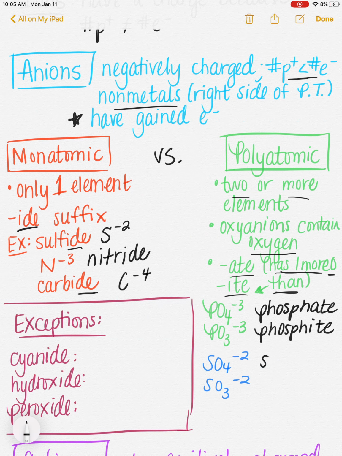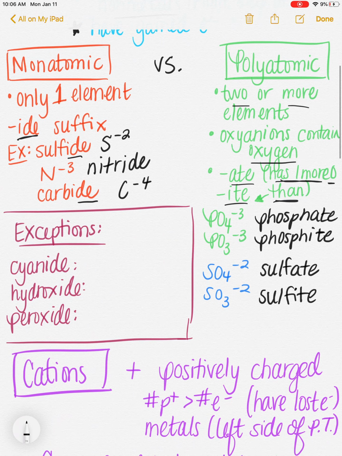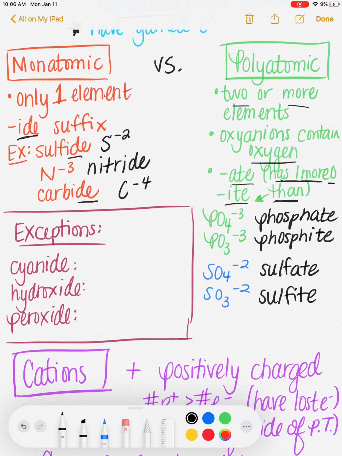SO4 2- is sulfate. So SO3 2- would be called sulfite. We will work with a lot of these oxyanion families like that this semester in order to familiarize you with that. I next would like to point out that there are some exceptions to this on our ion list.